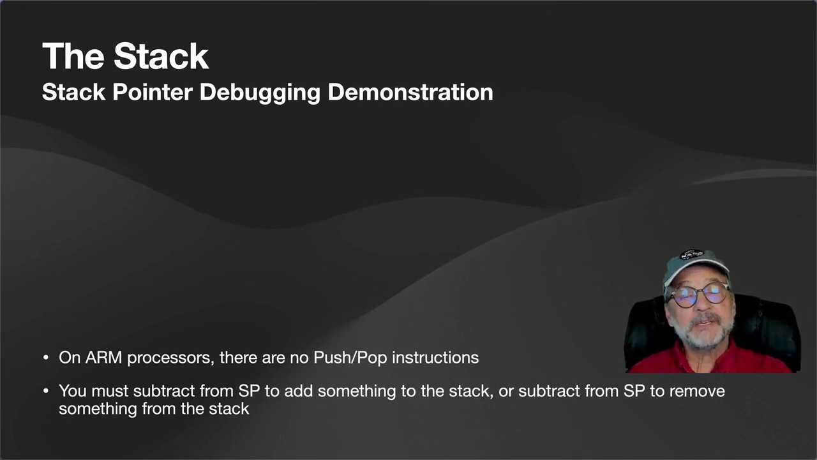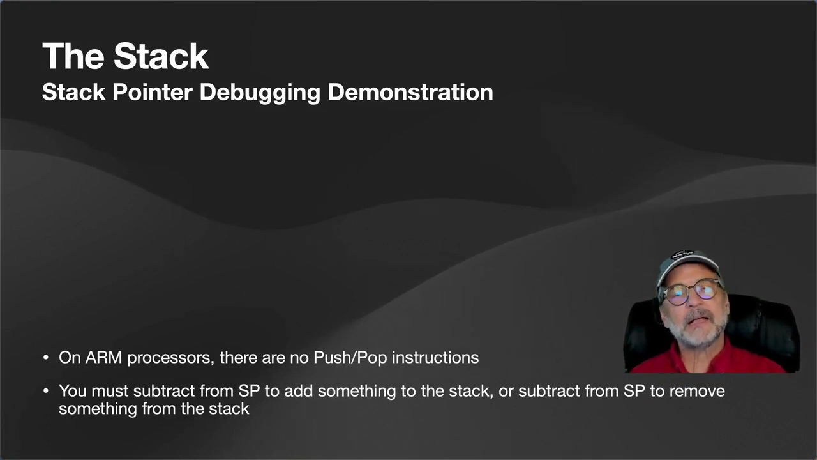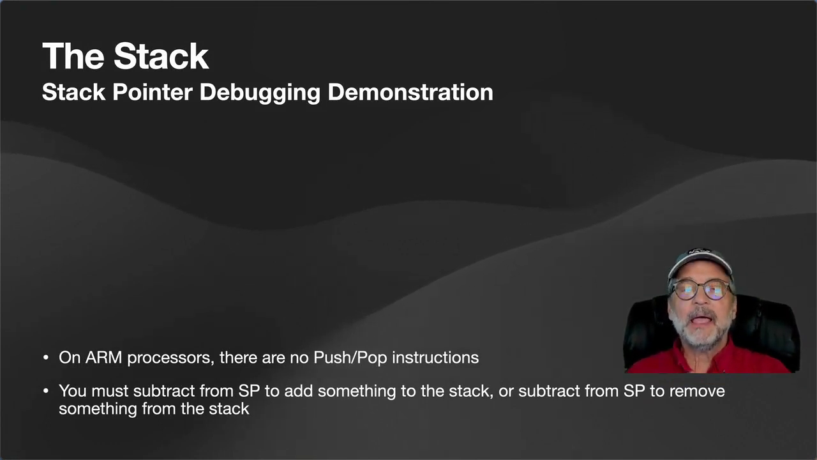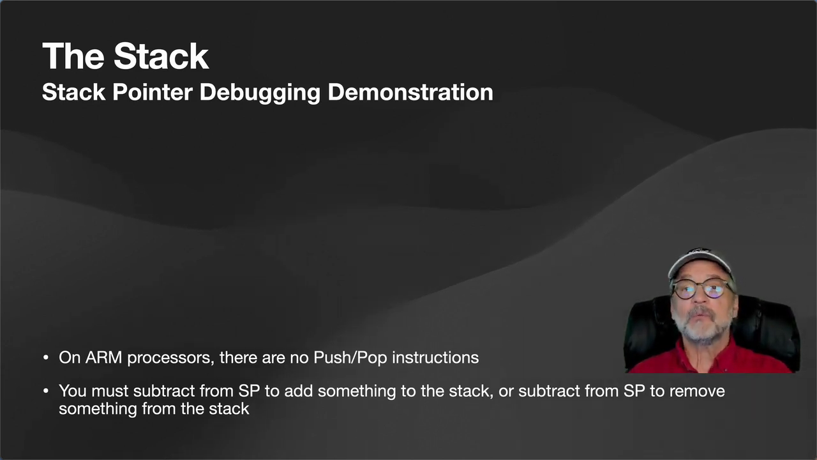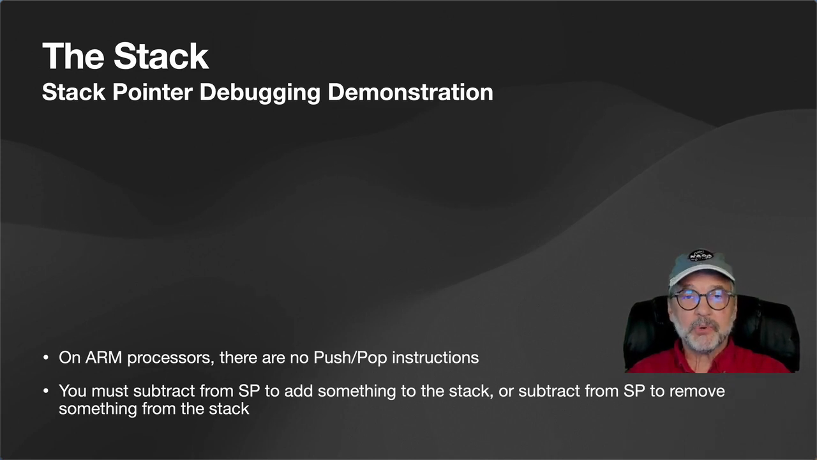Okay, that was our Intel demo, and the reason I did the Intel demo first is because x86-64 has some really nice commands, push and pop. However, ARM processors do not have that. So I'm going to show you how to write a little macro in your ARM assembler to imitate the push and the pop statements in Intel.